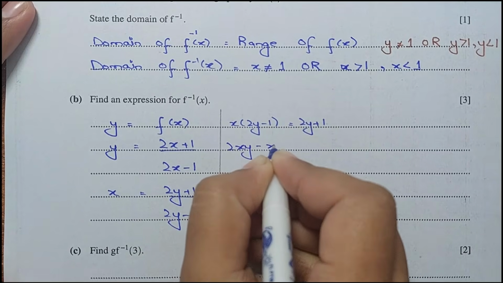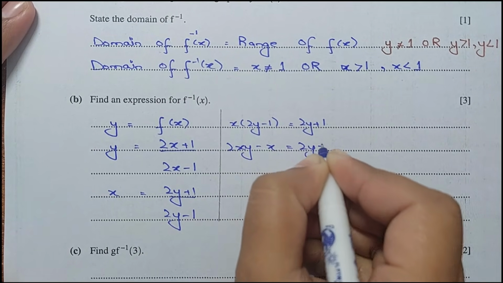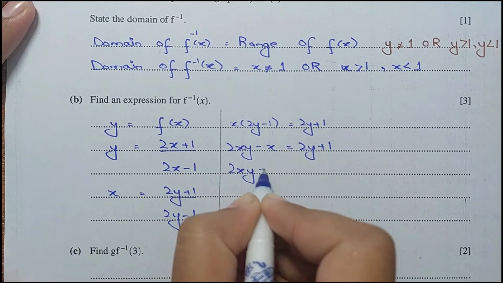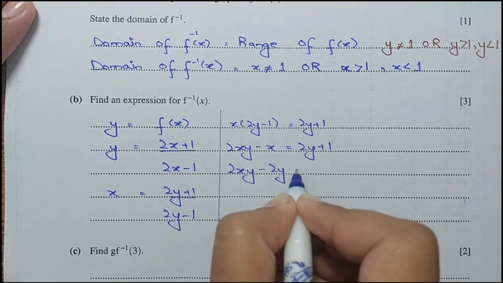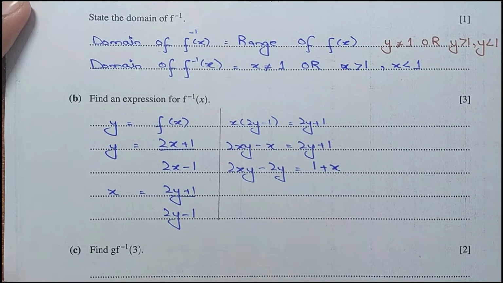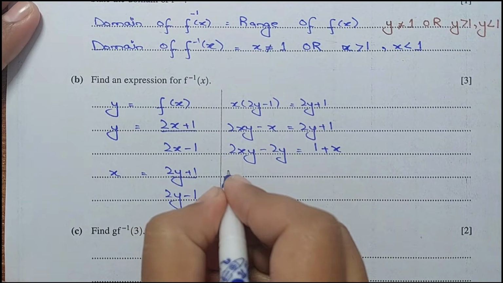2xy minus x would be equal to 2y plus 1. Now you have to combine the y terms, 2xy and minus 2y. These are the y terms, and the x terms are 1, and shift the x to the other side, plus x, not the x term, x and the constant term. Okay, now take y common.